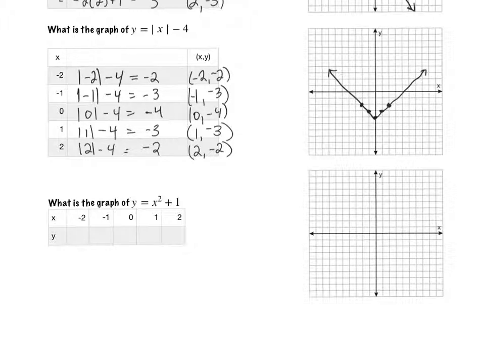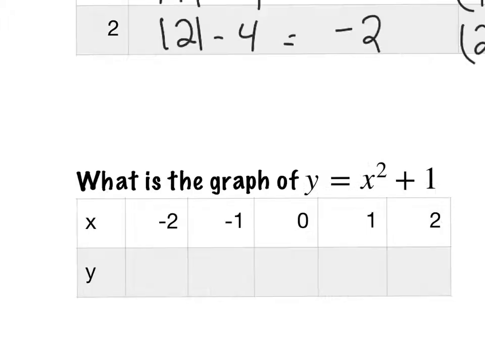So the last graph we'll look at is what happens when I do a squared. This one, I would recommend typing into your calculator. When you do that, you want to make sure you put whatever the x is that you're squaring in parentheses. Right? Because if you type in negative 2 squared plus 1, I get 5.